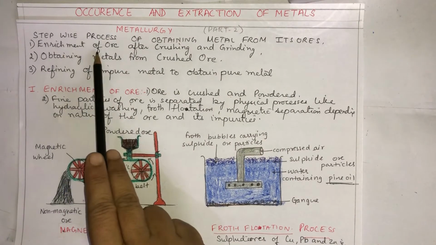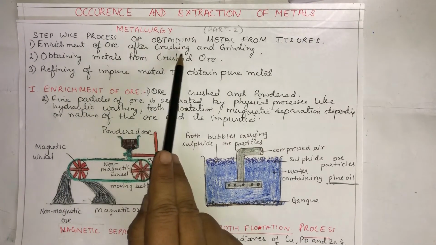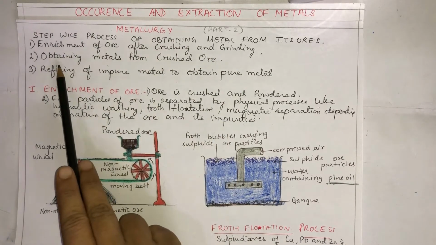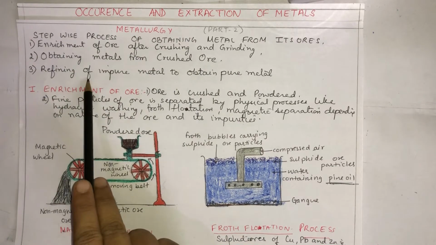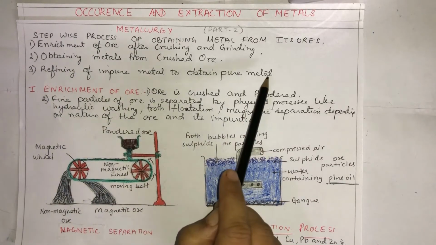First one is enrichment of ore after crushing and grinding. Second is obtaining metals from the crushed ore. Third step is refining of impure metals to obtain pure metals.